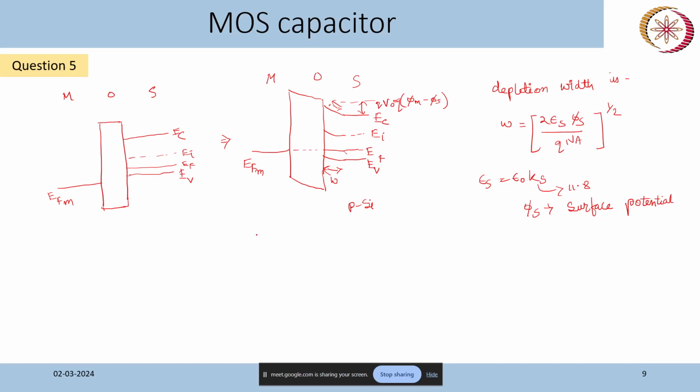Now for an ideal MOS, let me write it here also. QV0 is 0. This is when Vg equals 0, which is known as the flat band condition.